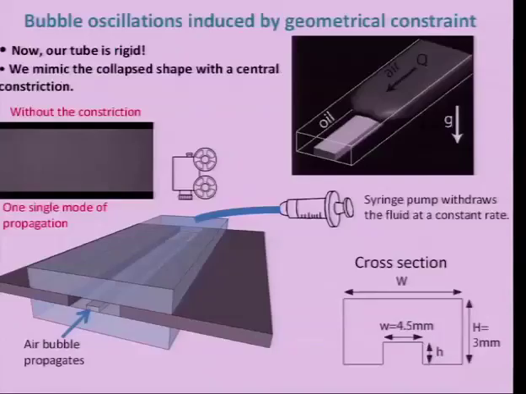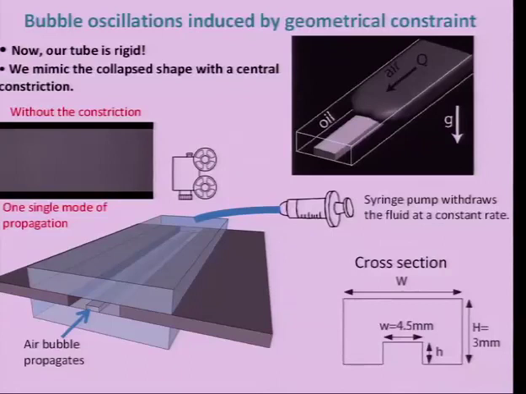Okay, so you can think of the same geometry where you take a tube filled with liquid and you blow air into it and you look at the propagation of a bubble. But now we make it a bit simpler by making our tube rigid, and then we mimic the fact that the tube is collapsed by constricting the center of the tube, where we make a cross-section with a hump in the middle. So it's narrow in the middle and wide on the sides. And then we blow air down it.